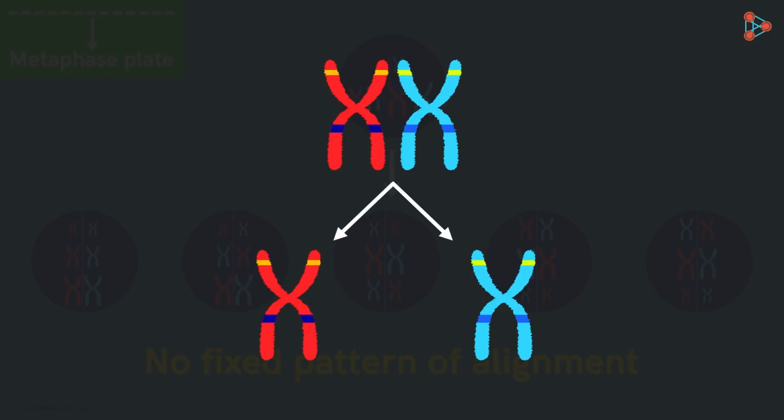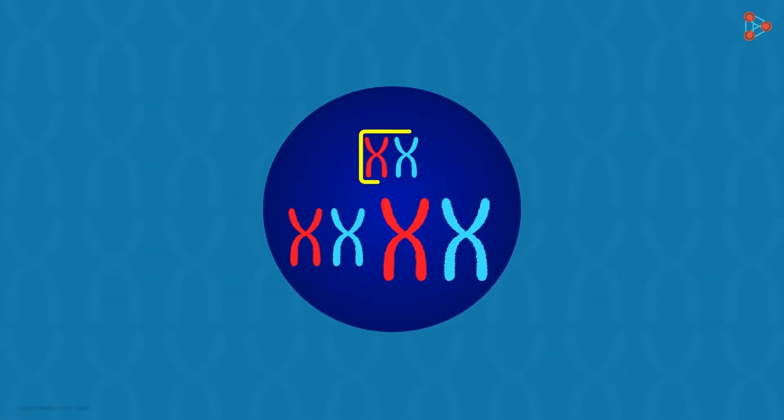Now, if the chromosomes get separated randomly, it's obvious that the genes present on them will also get separated randomly. So let's say this pair has the genes capital A and lowercase a. This pair has the gene set capital B and lowercase b, while this one has capital C and lowercase c on it. We are considering all the sets to be heterozygous in order to understand the concept better.